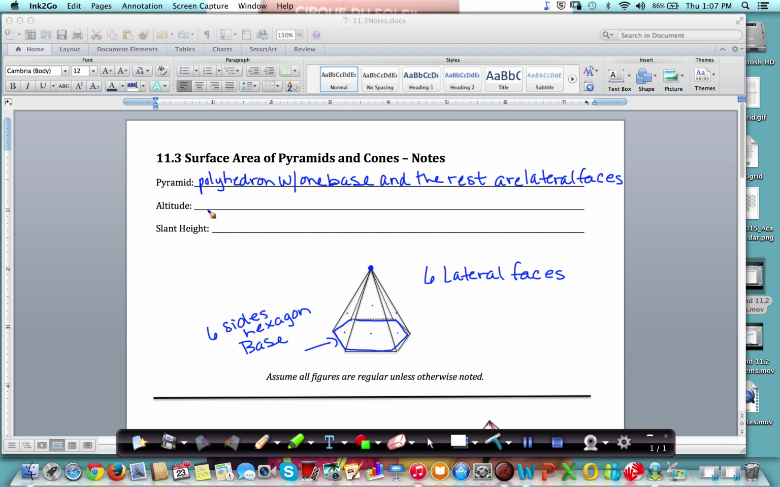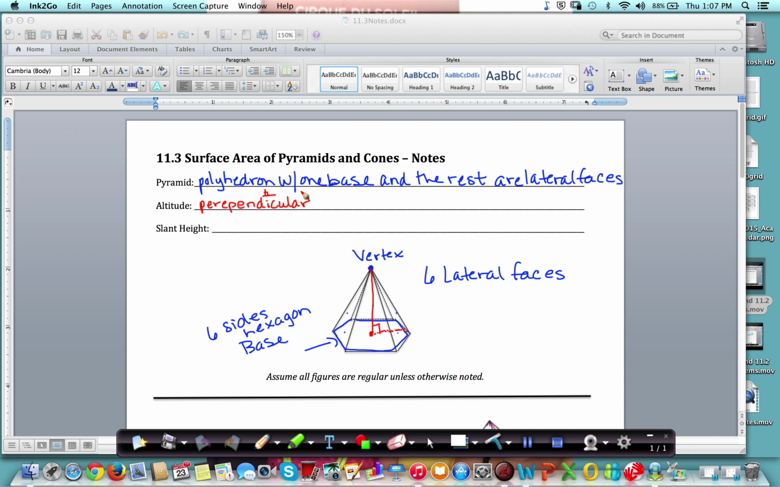The altitude is the perpendicular distance from the vertex, that's this point at the top, to the base at the bottom. So if I were going to draw that in, I'm going to draw it in a different color. I'd be starting at the vertex, and it would be the perpendicular line that goes right down to the center of the base, and makes a right angle with the bottom. So the altitude is perpendicular. Right away you know it's a right angle.